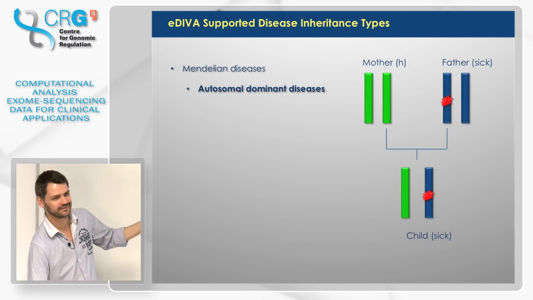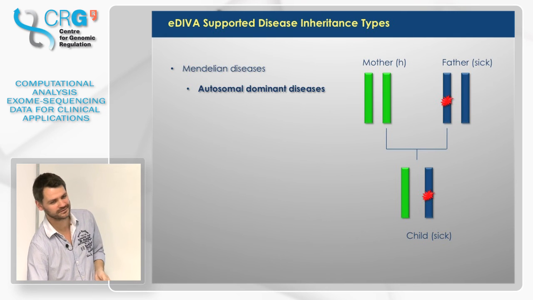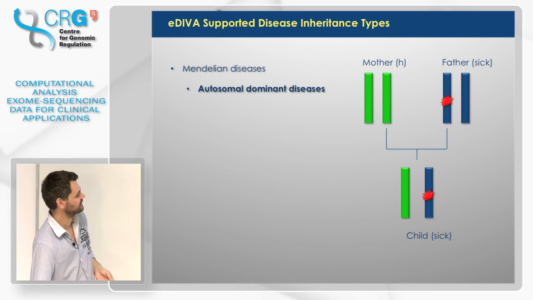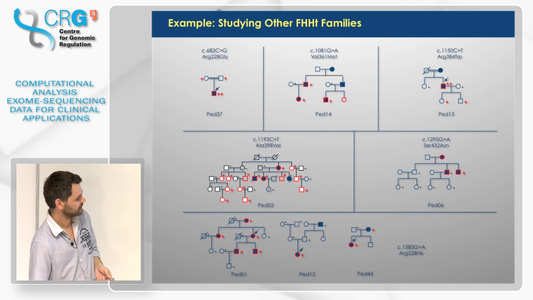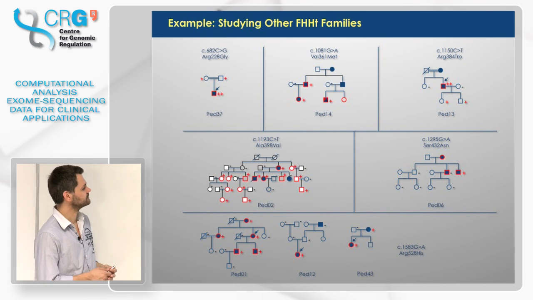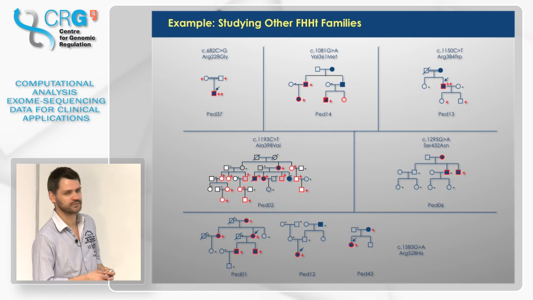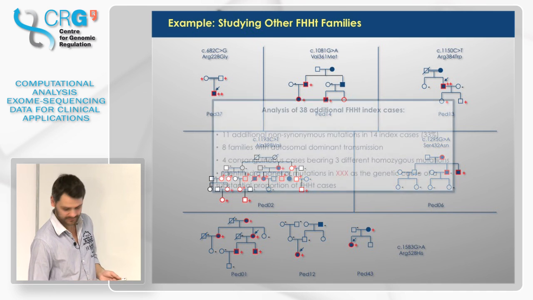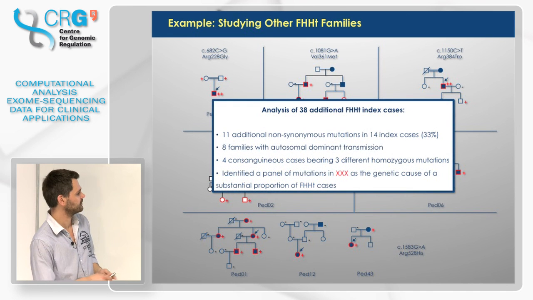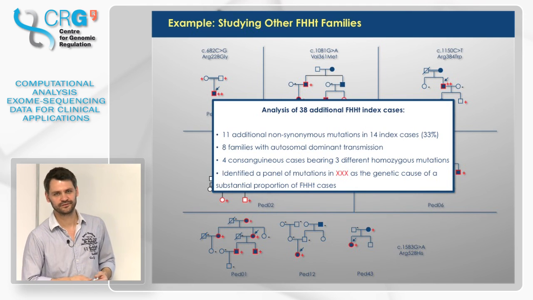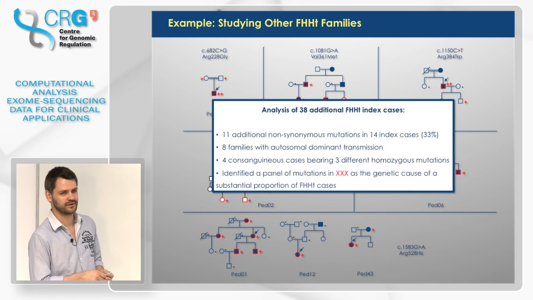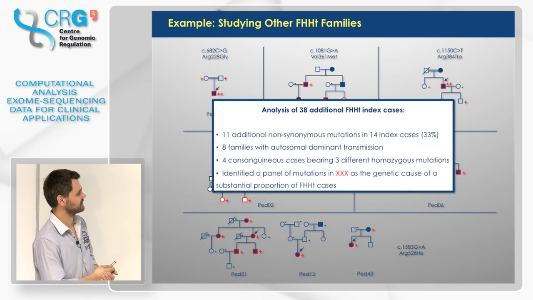If you do not find any candidate, you might want to look into less obvious inheritance models which don't fit, but maybe again you misclassified your case somehow. And in the final step, we took, I think in total, 33 families with a similar phenotype, and we exome sequenced them all, and we found then actually that from 38, 14 of them, 33%, had this gene affected. So this seems to be quite a big player in this specific rare disease.